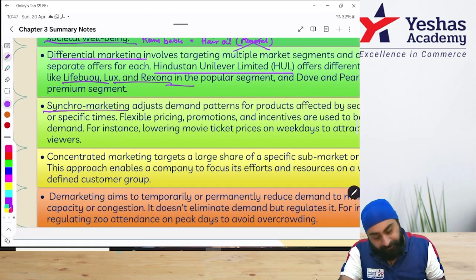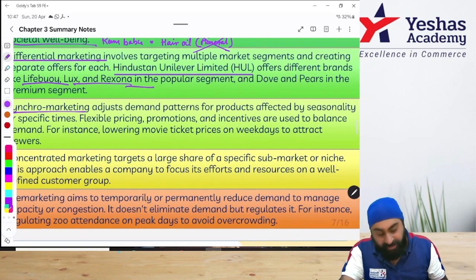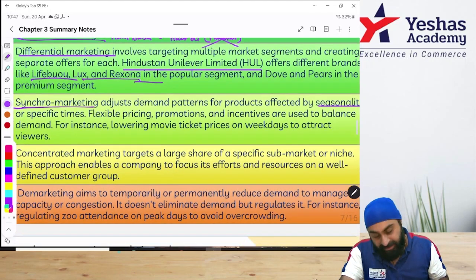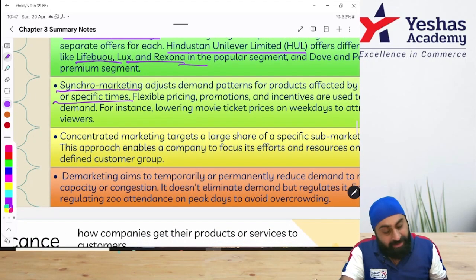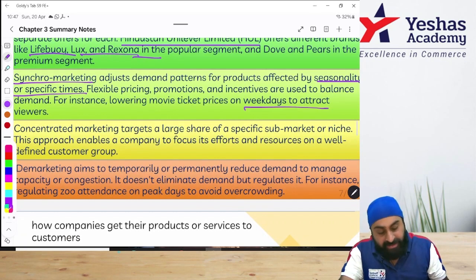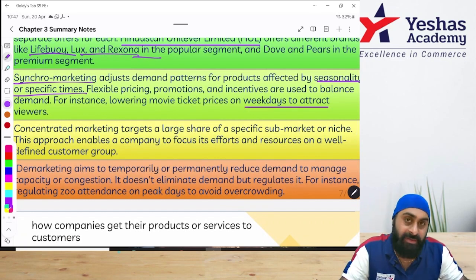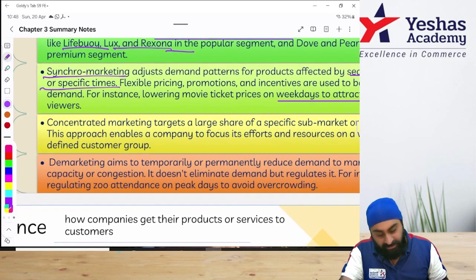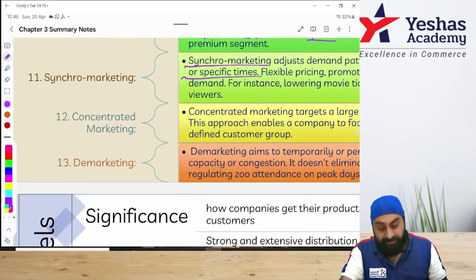Synchro marketing adjusts the demand patterns of a product affected by seasonality or specific times. For example, lowering movie ticket prices during weekdays to attract customers. On weekdays, people go to work, so there are no people going for movies. So what they do is lower the prices. That is not very interesting, but it's a smart way of creating business during weekdays.